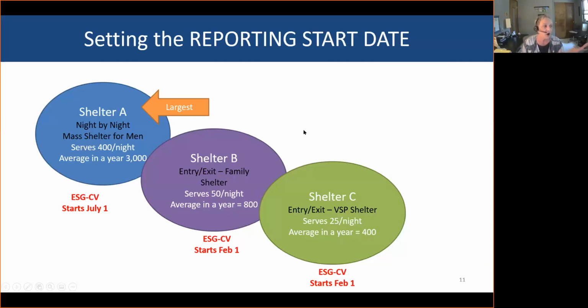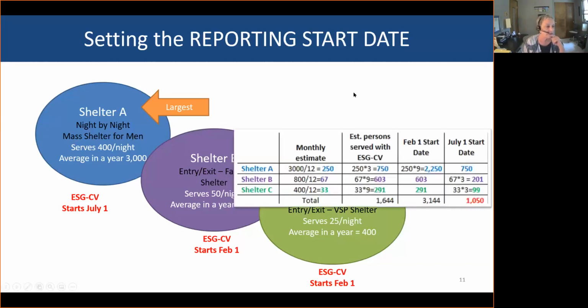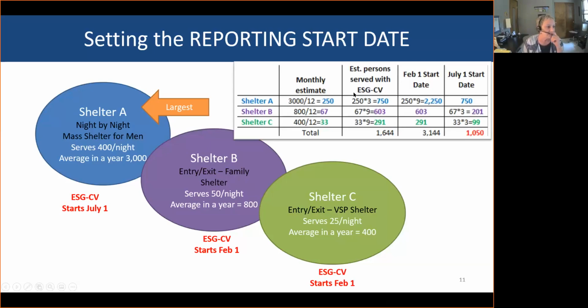So we know all of these shelters were in action before COVID, and they're going to be in action after COVID. So we're just looking at the period that you funded them with ESG-CV money, and so that's what we're talking about. When did that funding start to happen? When did it hit the streets? So we did some math.